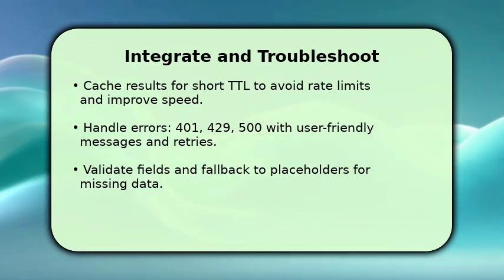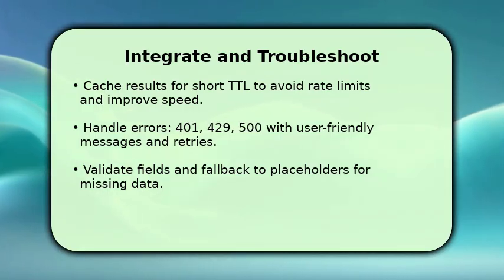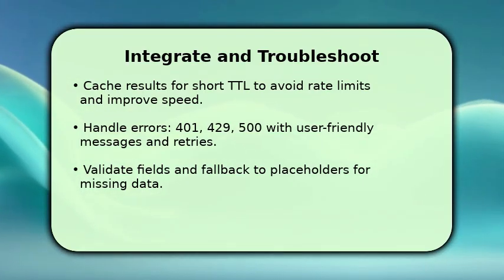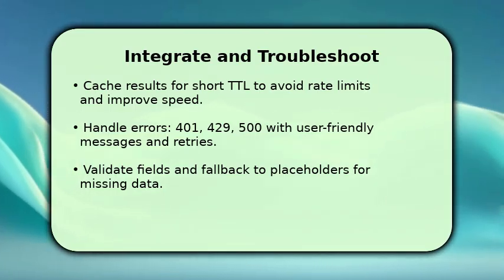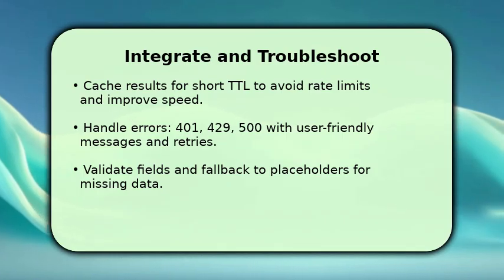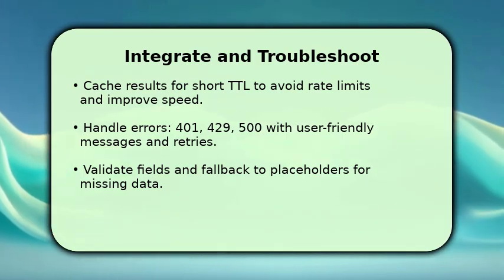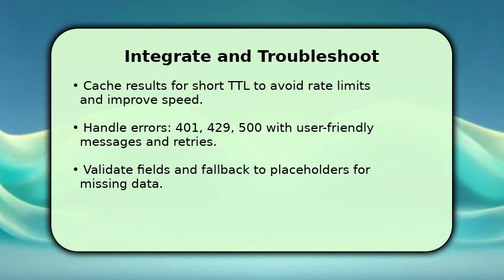If things go wrong, inspect HTTP status codes. A 401 means credentials, 429 signals rate limiting, and 500 indicates server issues. Retry with exponential backoff. Finally, validate article fields and provide sensible fallbacks so missing data won't break your UI.